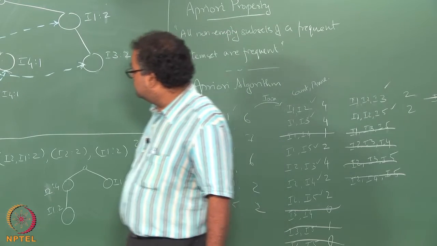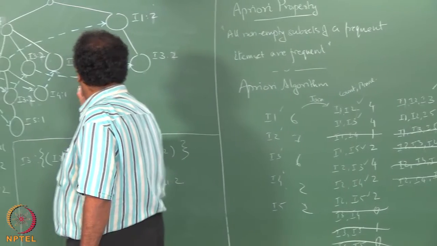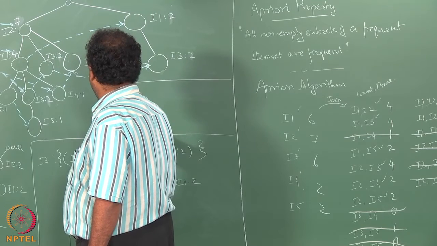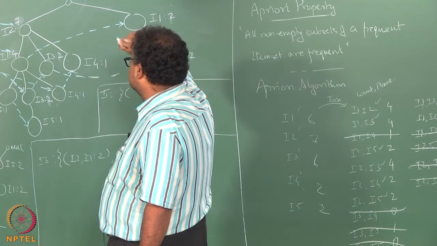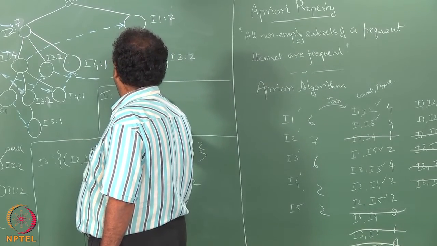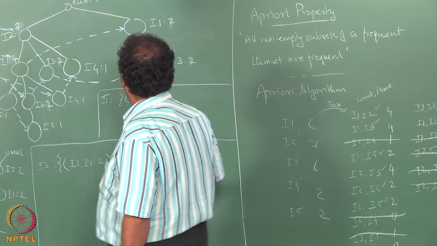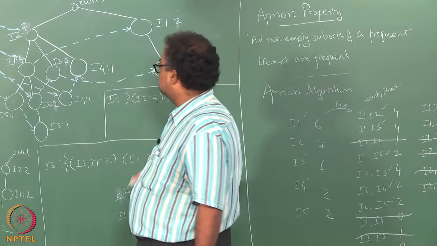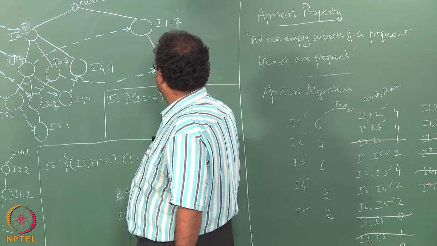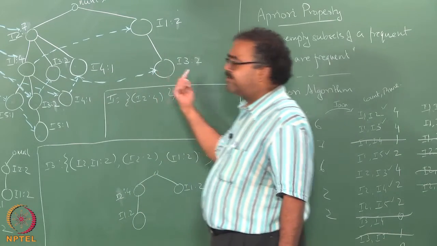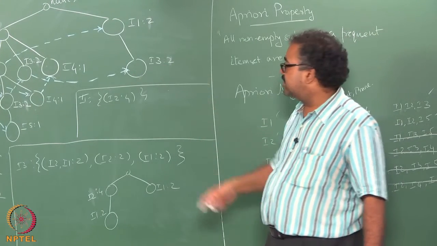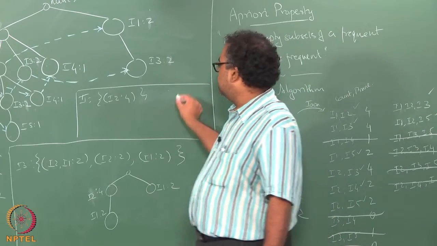I am sorry, I1. So what will be the I1 tree? What is the conditional pattern base for I1? I do not have to worry about that, because I know the frequency of the one item set. I know the frequency of I1 is already 6. So basically this is the only thing I will get, and so the tree will look like this.